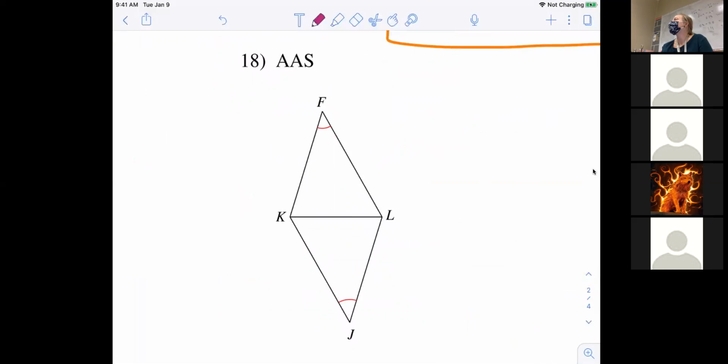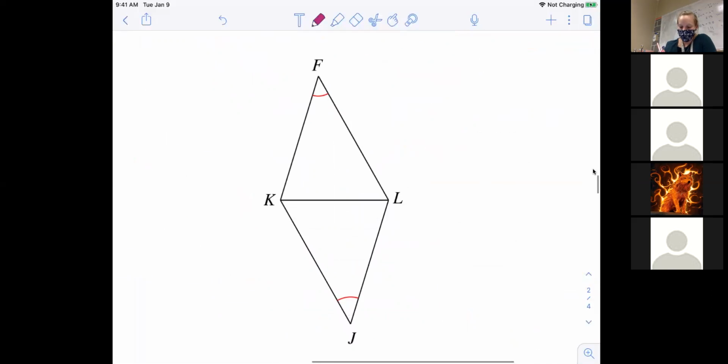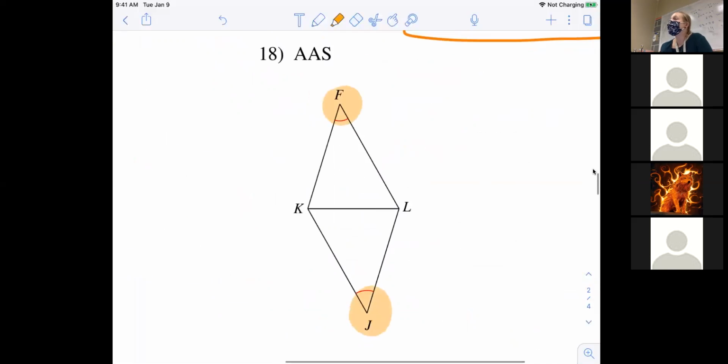Okay, this next one says AAS. This is the last one on your homework. I already know I've got F and J are congruent. And then what else do I already know? Reflexive, good. There's a couple that we keep using: reflexive, vertical angles. We'll also use midpoints a little bit. Those are things that should be at the top of your head. Always look for reflexive. Always look for vertical angles because those will be used a lot.